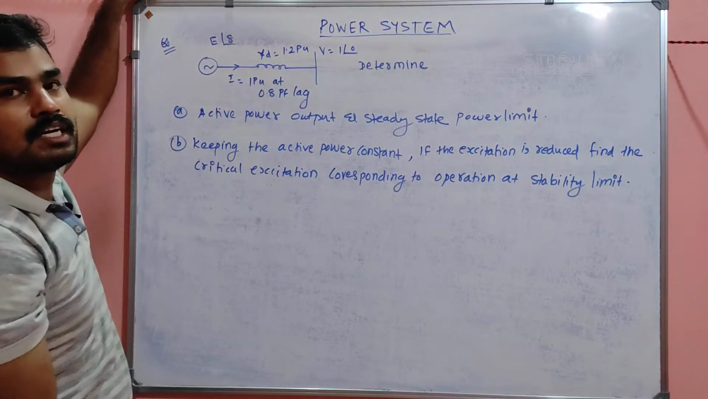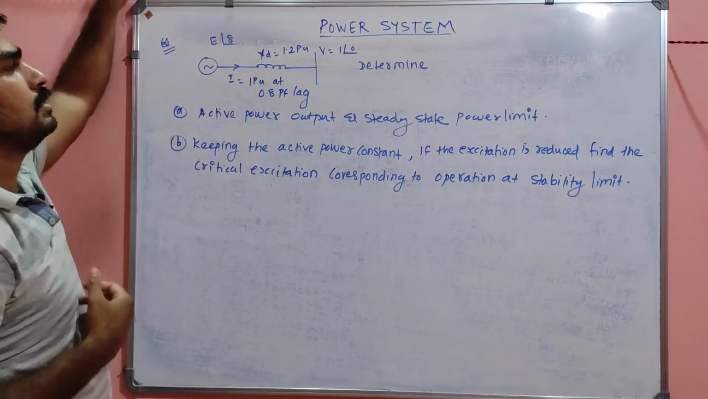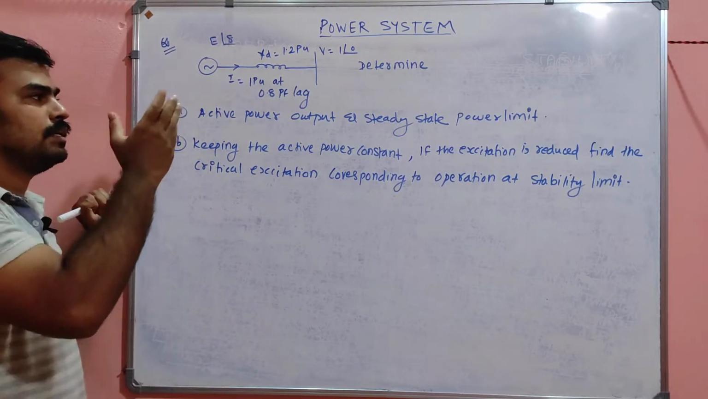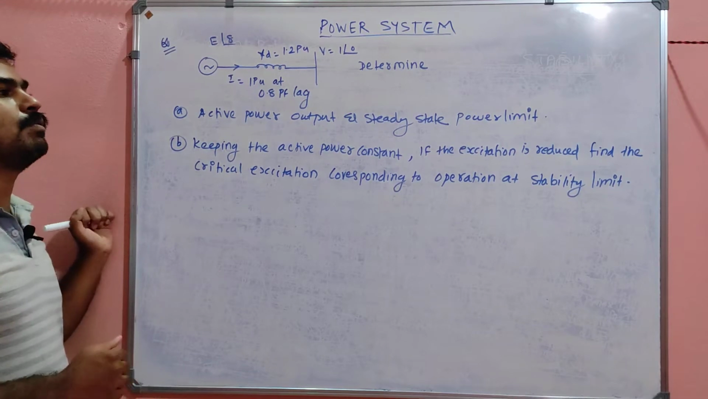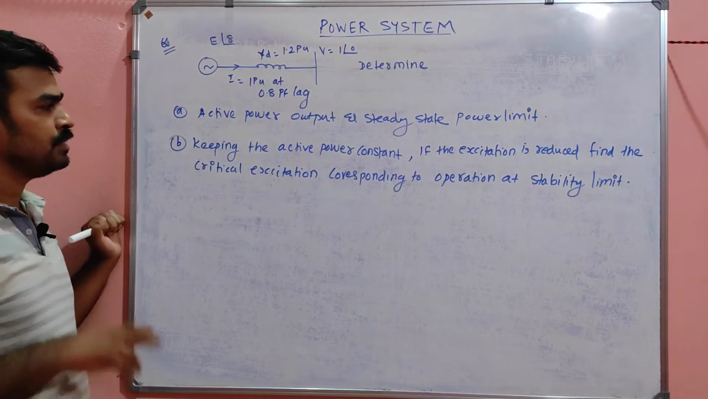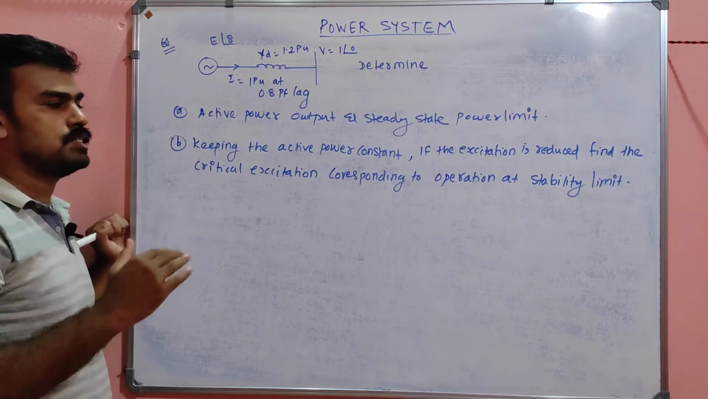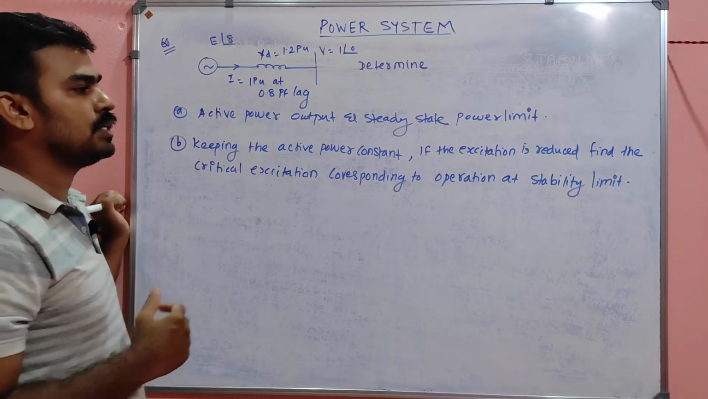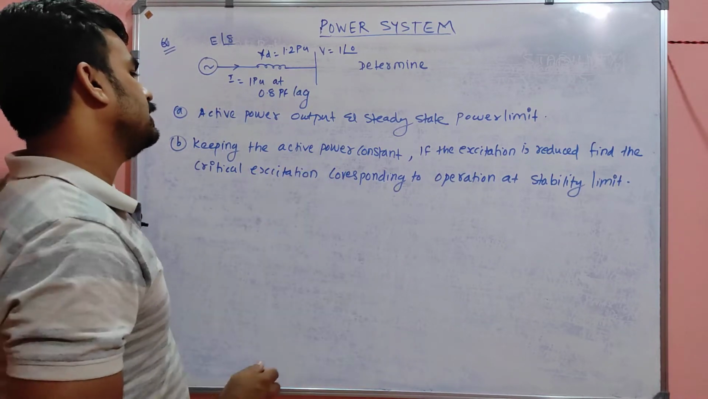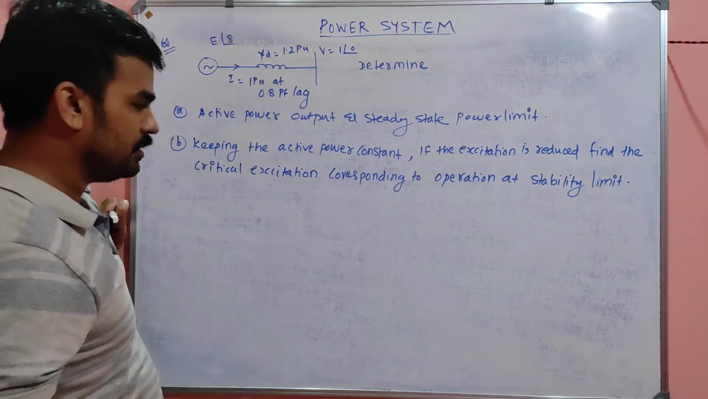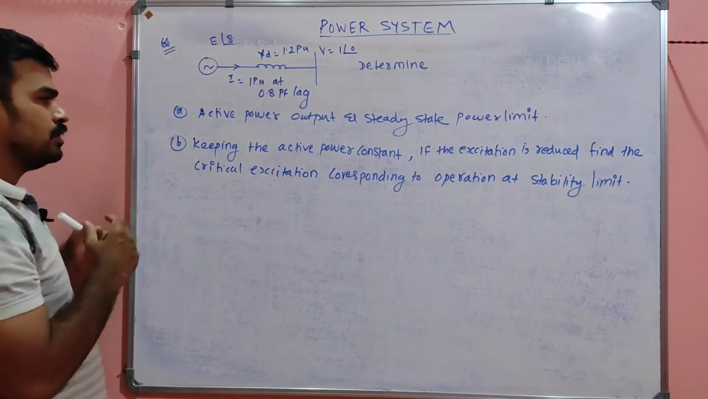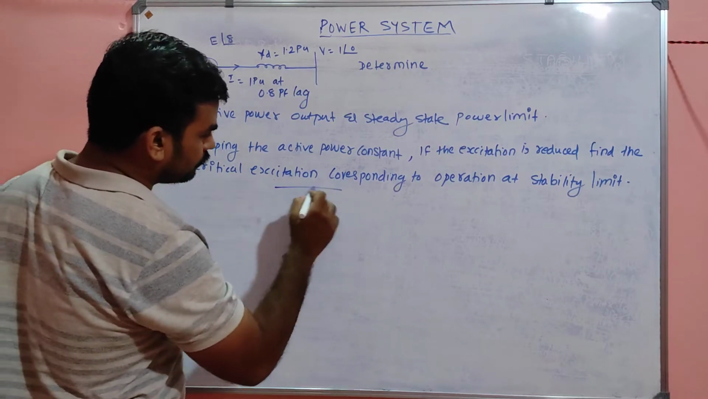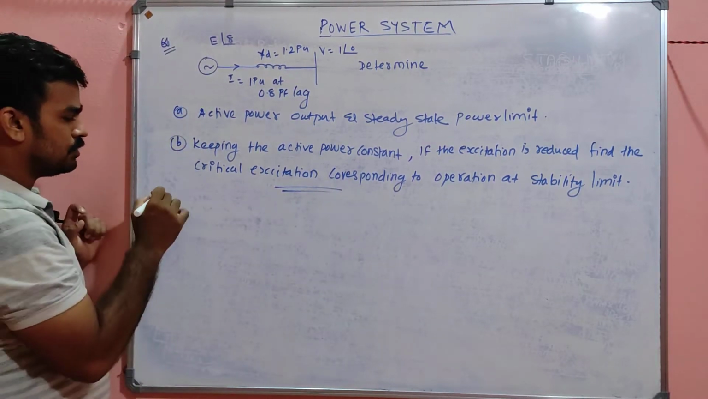XL is the transmission line reactance, which is 1.2 per unit. Determine, first, the active power output and steady state power limit, and second, keeping the active power constant, if the excitation is reduced, find the critical excitation corresponding to operation at the steady state stability limit, or simply the stability limit. So let's discuss one by one, my dear. Let's discuss the first question.